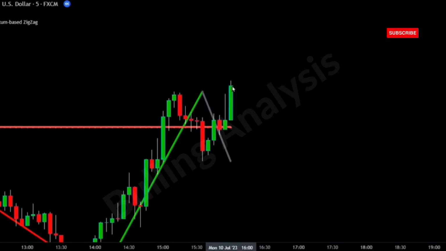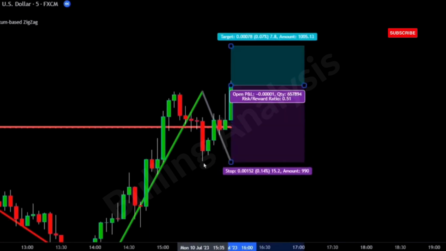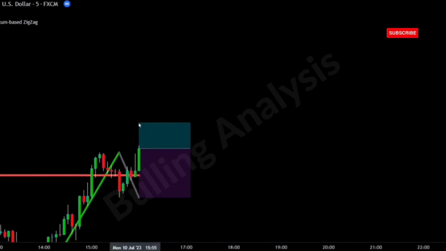We'll buy at the close of the trigger candlestick, set a stop loss at the recent swing low, and choose our desired take profit level.